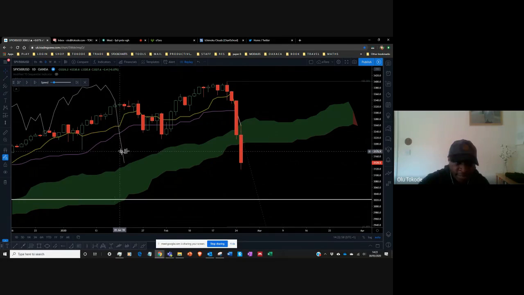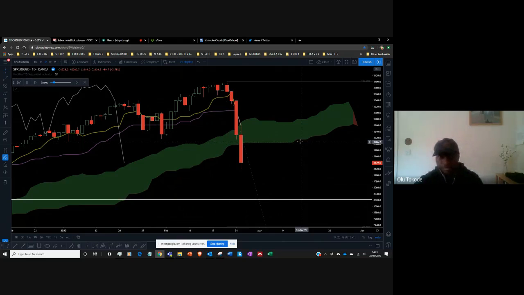The lagging span is still above the cloud, but eventually it will come beneath the cloud. So this is the first sign. The first reliable signal that you need to close your trade. Take your profit. And then watch. It will continue.